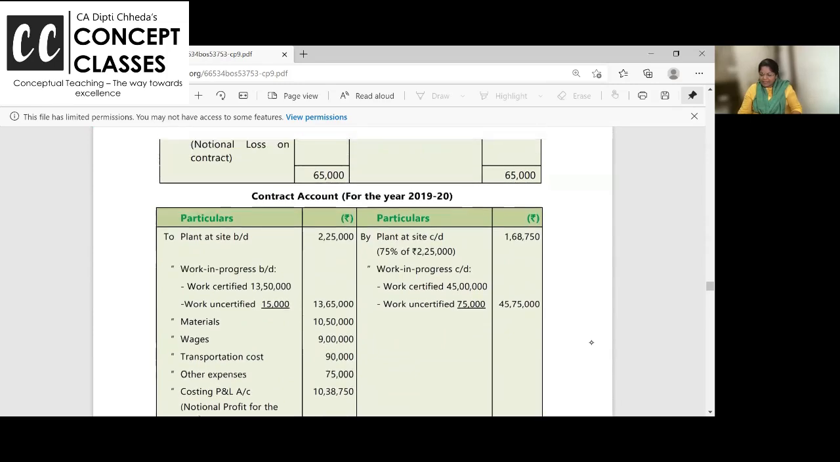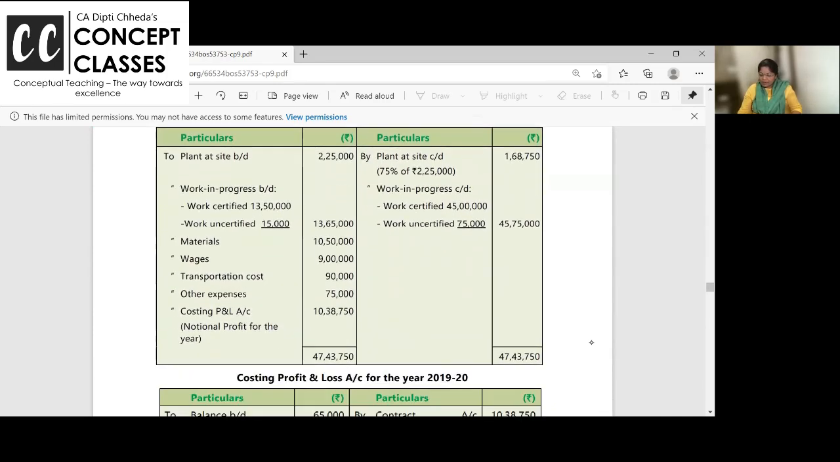Now next year, plant at site opening is coming. Work in progress opening is coming, which I have taught you in the next year. Again, next year, material, wages, all. And then on the credit side, plant at site and work in progress.